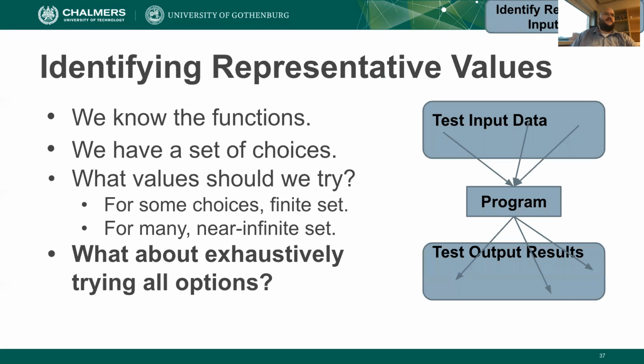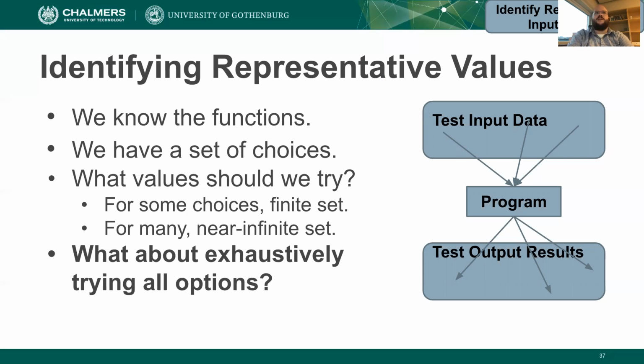Right. So our next step then is to identify the representative values. So we know the independently testable functions. We know what choices we're going to test. The next thing to do is identify what the options are for those choices. And those are our representative values. That's the input we're going to provide to the system for those choices. So if we want to test the software, we need to provide input and we need to choose between the values that are available for those choices.